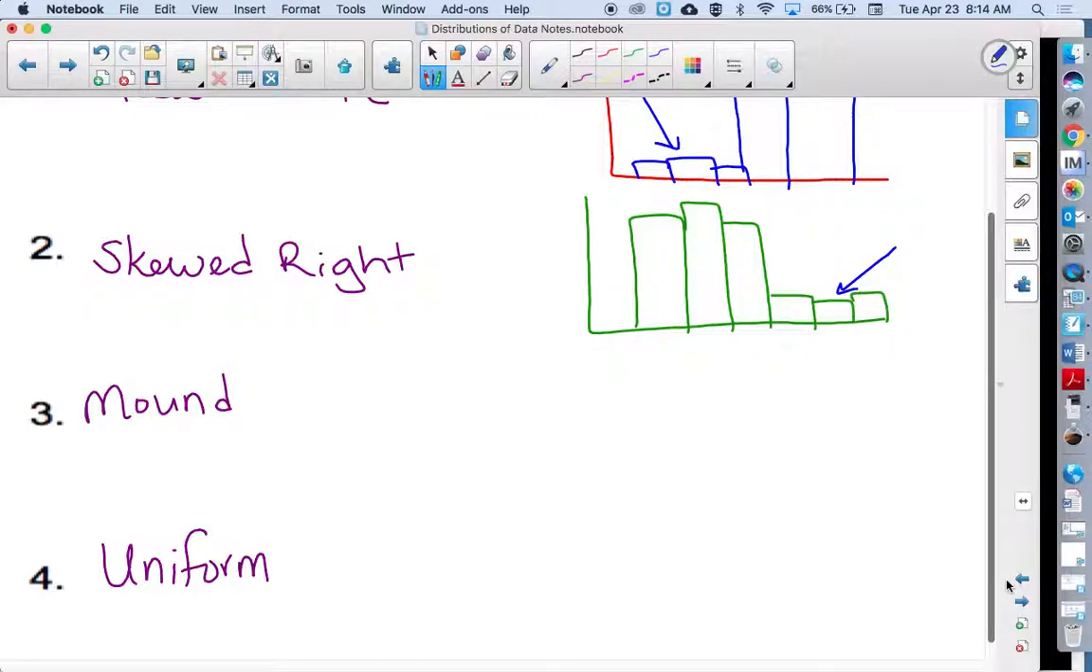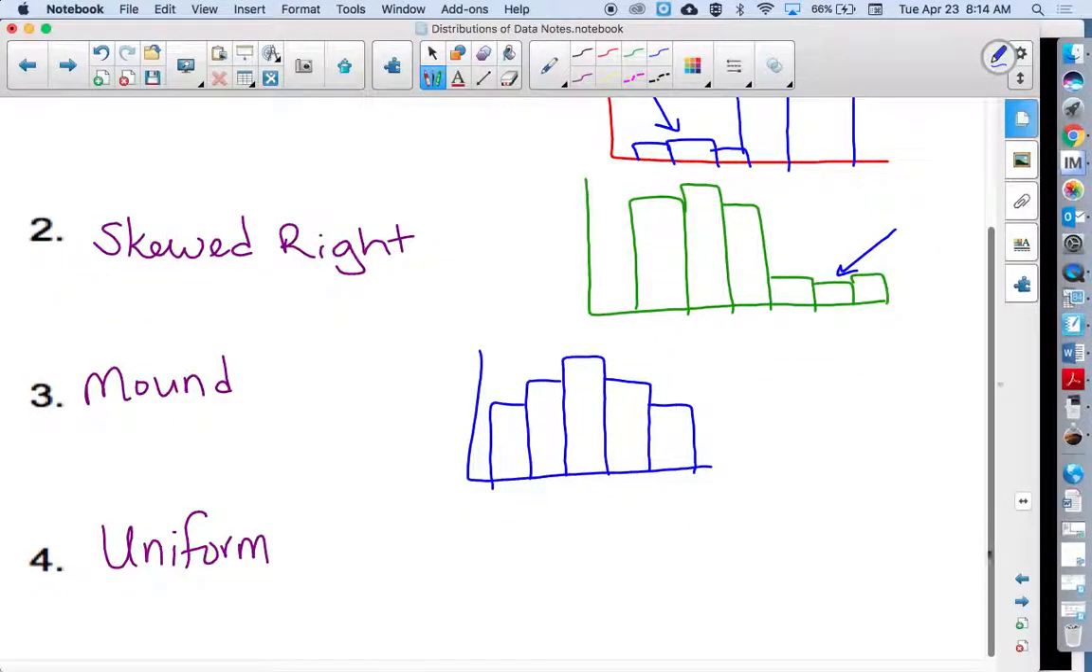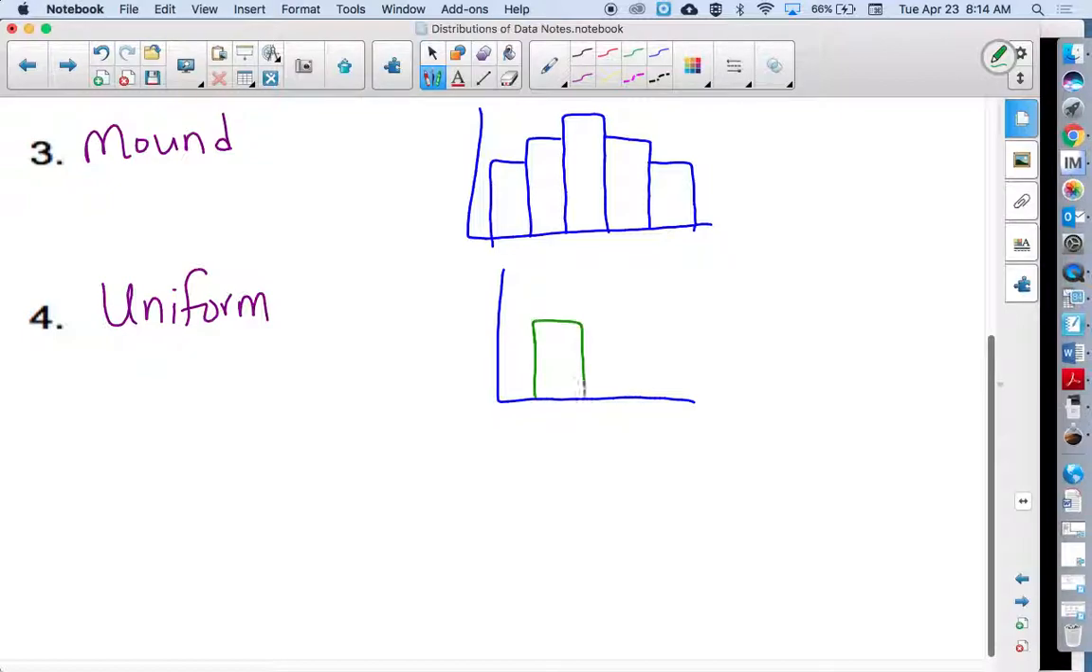What do you think a mound graph would look like? Ollie? Yeah, so most of it's going to be in the middle. So your highest part would be in the middle, and then it kind of symmetrically goes off from there. So it kind of looks like a nice little curve now. Uniform means that they're pretty much all the same. Maybe one's a little taller than the other, but they're pretty close to being the same height.